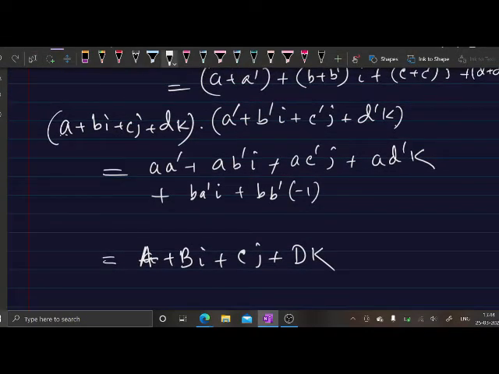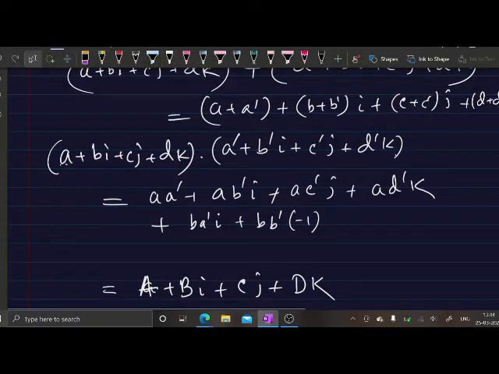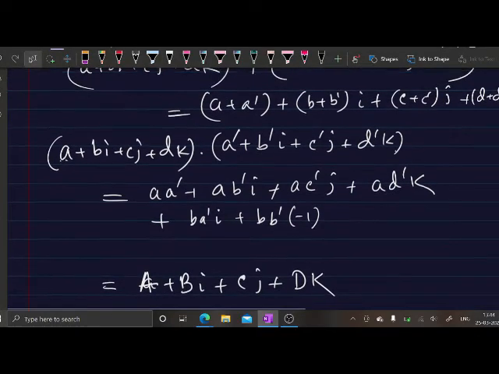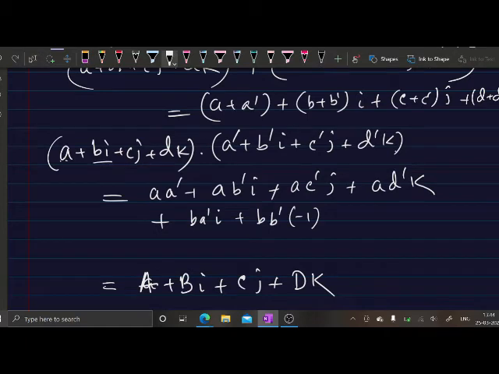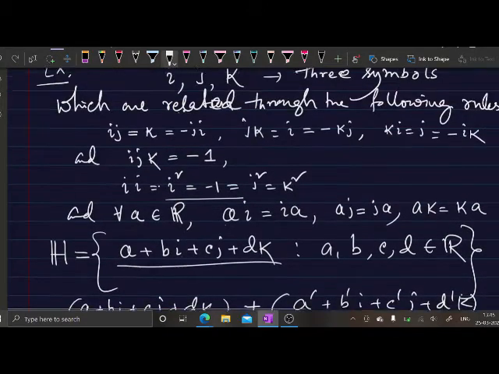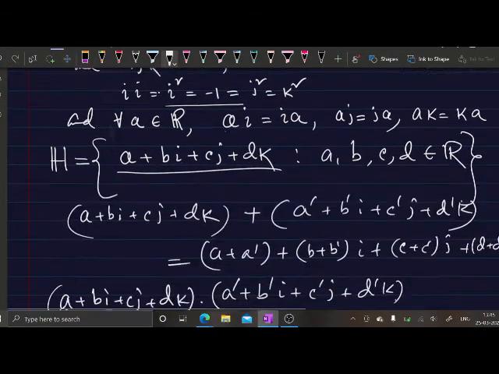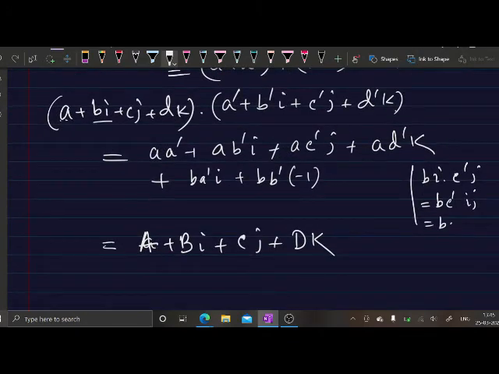It will be in this form. For example, suppose you take bi times c dash j, so that will be b c dash ij. But ij is k, so therefore it is b c dash k.